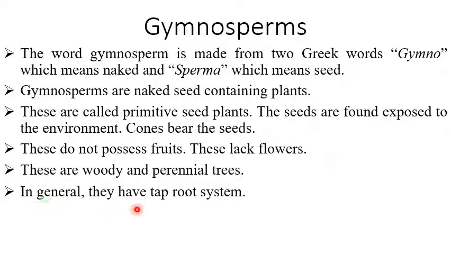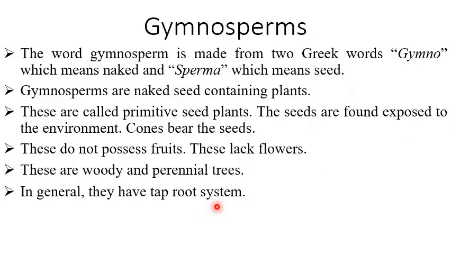In general, they have a taproot system. Taproot system means the roots grow very deep into the soil, and such roots are called taproots. On the other hand, adventitious roots are also there, but not in gymnosperms. Adventitious roots remain in the upper surface of soil, where the plant can easily be uprooted. But in gymnosperms it is not so.